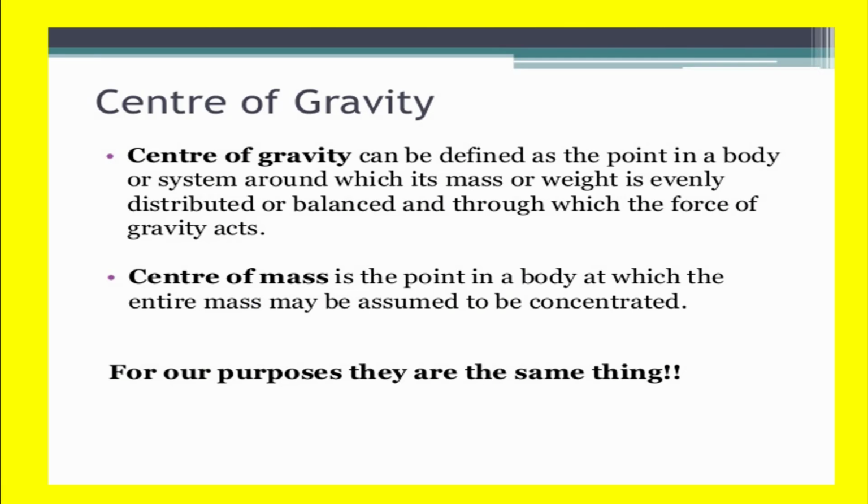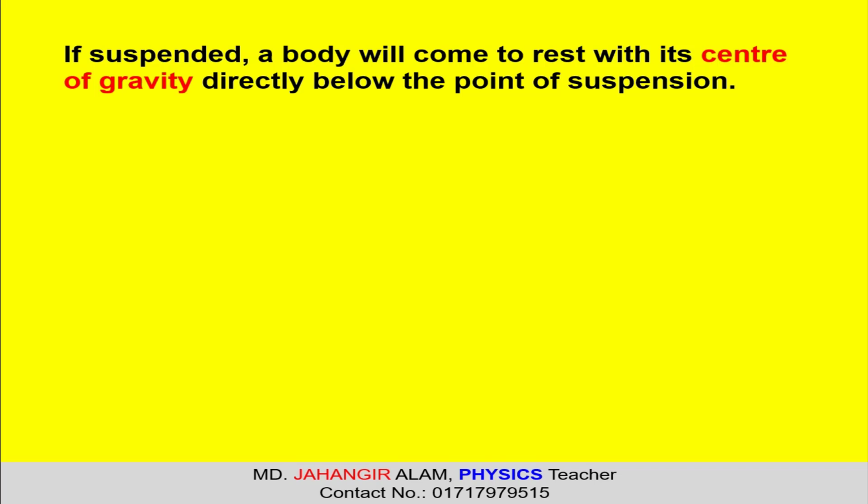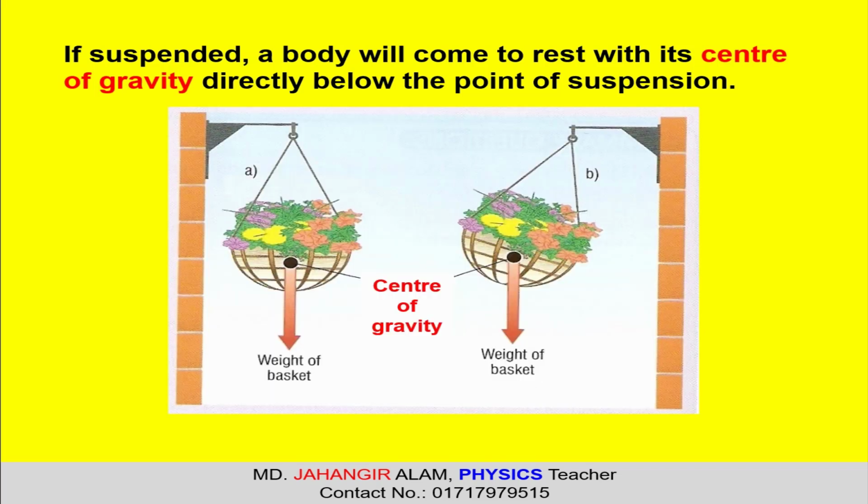Center of gravity can be defined as the point in a body or system around which its mass or weight is evenly distributed or balanced, or through which the force of gravity acts. Center of mass is the point in a body at which the entire mass may be assumed to be concentrated. For our purposes, they are the same thing. If suspended, a body will come to rest with its center of gravity directly below the point of suspension.